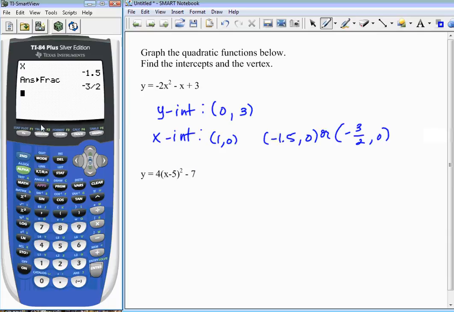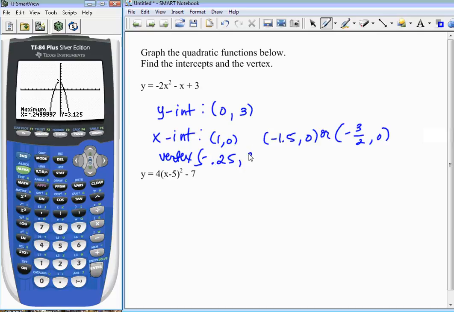Now, the vertex is the next key point. So let's go back to the graph and talk about how to find that. So we need to find this highest point. So we press second, trace. The highest point is a maximum point, so we choose option 4. Now we've got to do the same thing, be on the left side of it and on the right side of that point, and then we guess. So here is our maximum, or our vertex point. It's negative 0.25, we'll round to, and then 3.125.